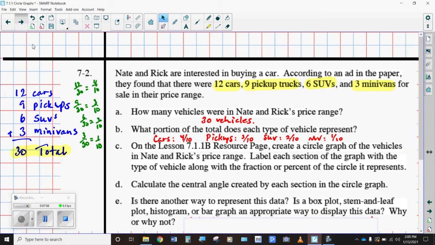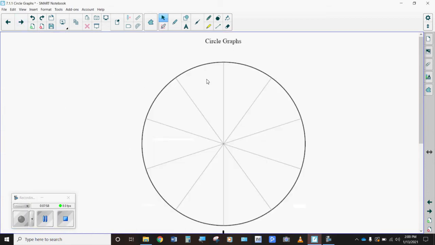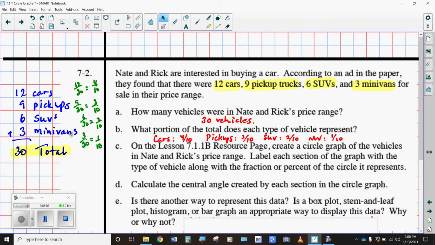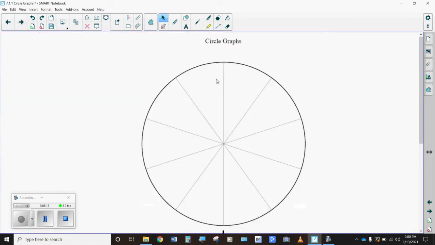Okay, so this is what that circle graph template looks like. And it's kind of nice because the people at CPM realized that they chose these numbers on purpose so that we could have all of our portions have a denominator of 10. So it's nice for us to have the circle graph be broken up into 10 equal parts. And so what I would like for you to do is draw something that looks like this. Try your best to get each one of those parts equally spaced.